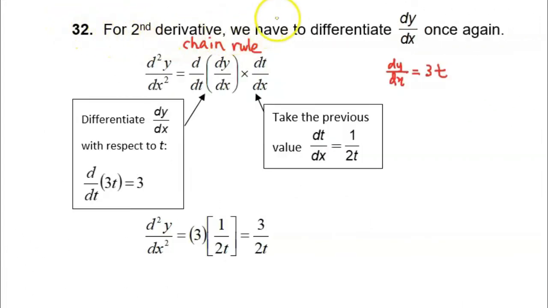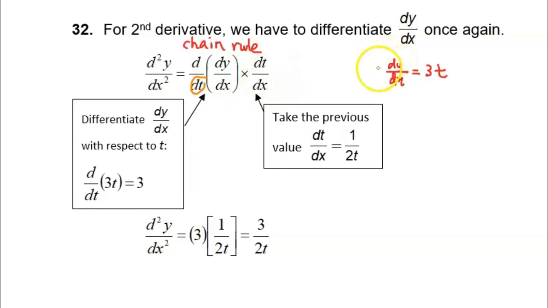For the second derivative, we have to differentiate dy over dx once again. Let us recall our previous result. Dy over dx equals 3t. In order to get the second derivative, we will use the chain rule, where we differentiate dy over dx with respect to t times dt over dx.